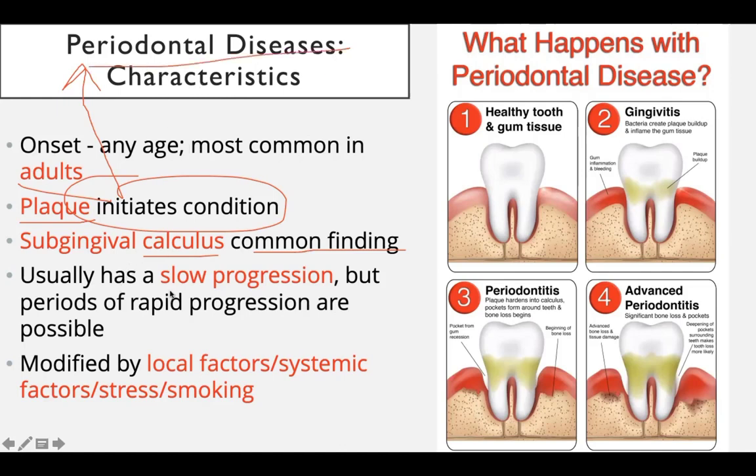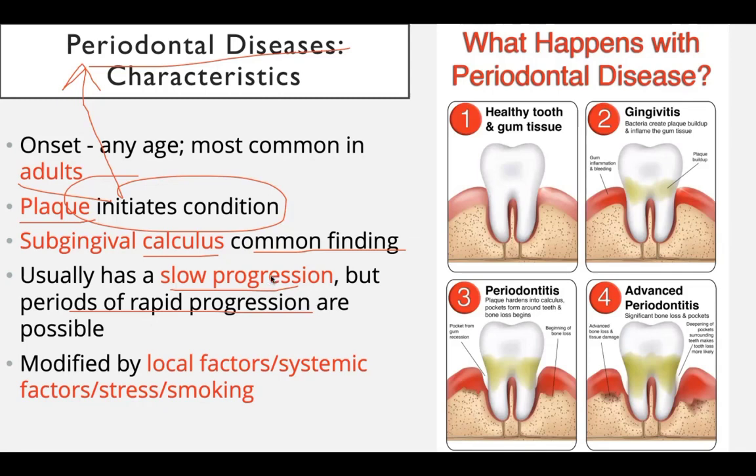It usually has a slow progress, but periods of rapid progression are possible. In the case of an immunocompromised person, or a person having a comorbidity like cardiovascular disease, obesity, or type 2 diabetes mellitus, which is also an immunocompromised state, there will be rapid progression of periodontal disease. Otherwise, there is slow progression.